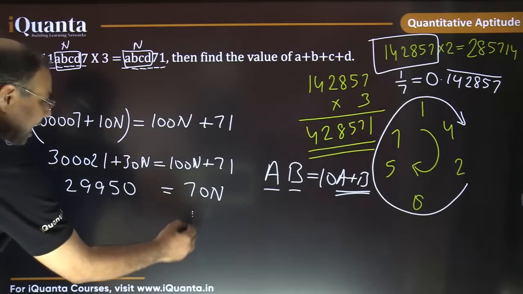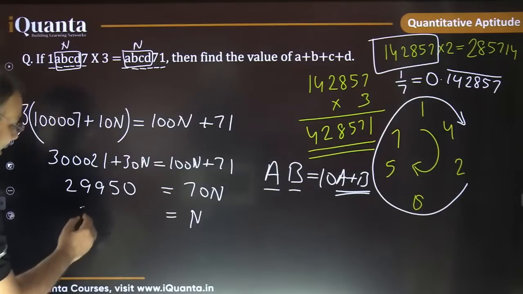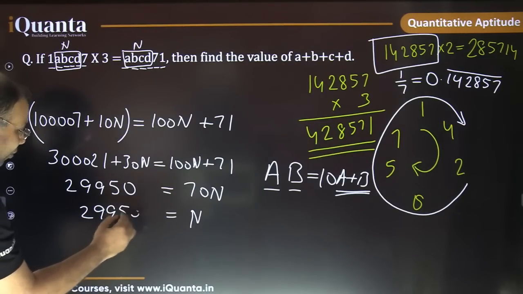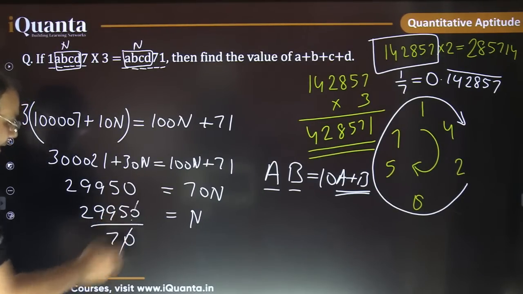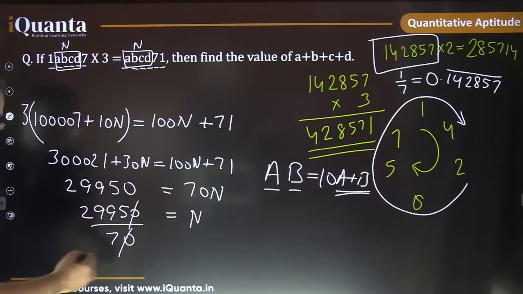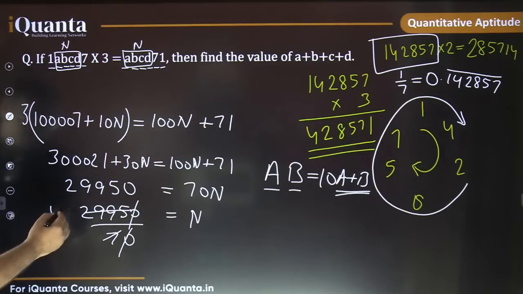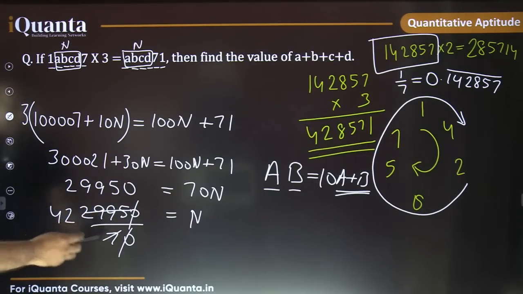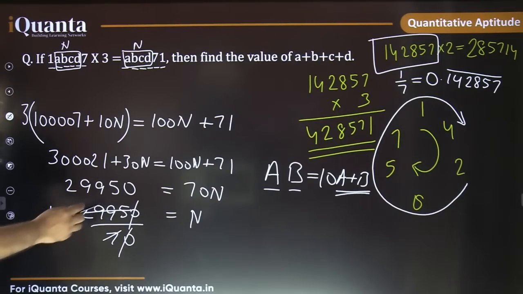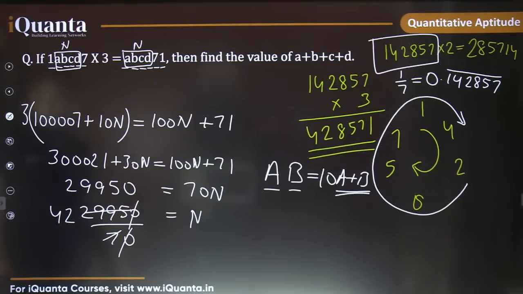Now you can easily calculate the value of n. That is 29950 divided by 70. You can cancel out the 0. So on cancelling, you will get 7 4s are 28. 1 is remaining. 7 2s are 14. 5. Then what? 7 8s are... Oh, did I make some mistake?